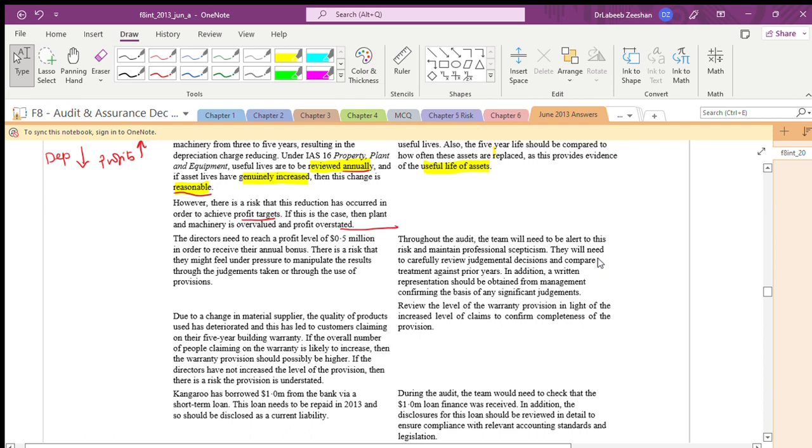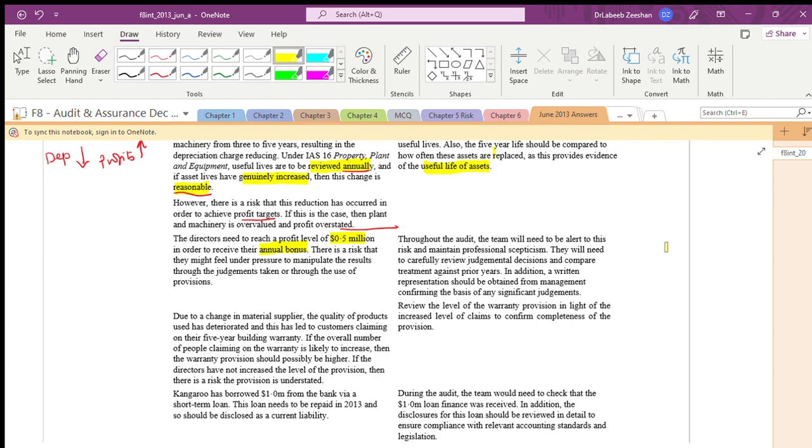What is the third one? Be very specific, okay? The directors need to reach 5 million. You have to reach the target, but because of that we cannot window dress the financial statements. Is it right? Why do they want to increase the profit? Because they want an annual bonus.